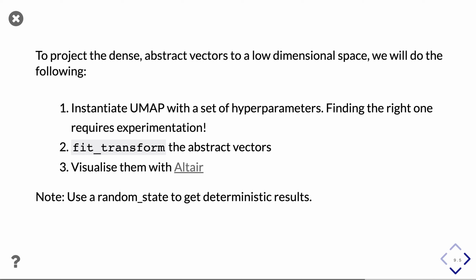So getting back to the tutorial, to project the dense abstract vectors to a low-dimensional space, we'll have to do the following. Firstly, instantiate UMAP with a set of hyperparameters. As I said before, in order to find the right ones, you have to experiment a lot. Then we have to transform the abstract vectors, and finally, in this tutorial, we will visualize them with Altair. And note that you can get deterministic results by using a random state.